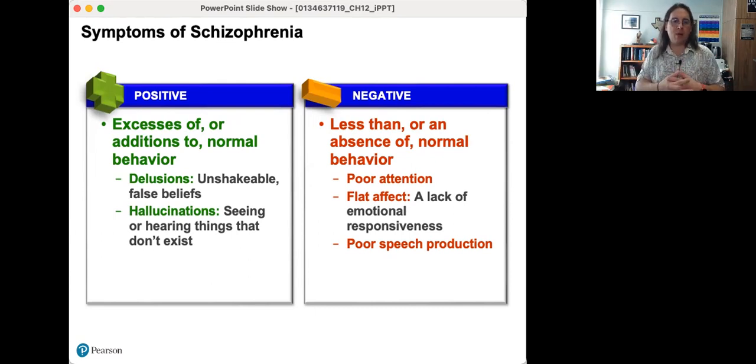But when we look over the negative side, they start to believe that they're less than or absent of normal behaviors. So they might have poor attention, which could affect their job. They might have flat affect or inappropriate responses. They might laugh at things that other people are sad about. Or they might have interruption in their communication, which looks like poor speech production.